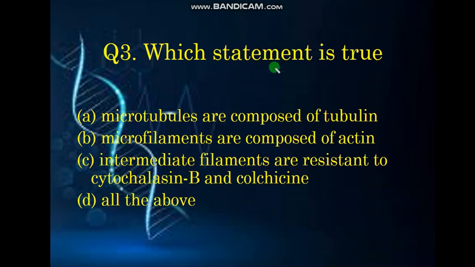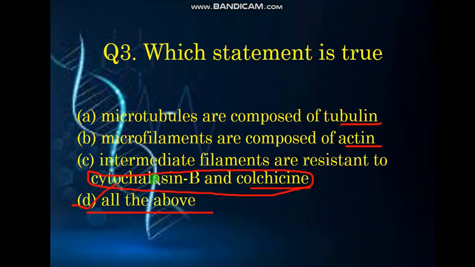Question number 3. Which statement is true regarding microtubules or microfilaments? Option A, microtubules are composed of tubulin. Option B, microfilaments are composed of actin. Option C, intermediate filaments are resistant to cytochalasin B and colchicine. These are the two toxins that inhibit the functions of microtubules and microfilaments. So here the correct answer is all the above.